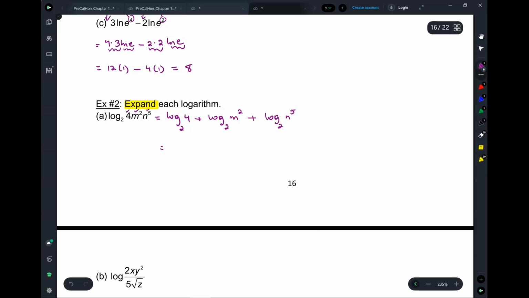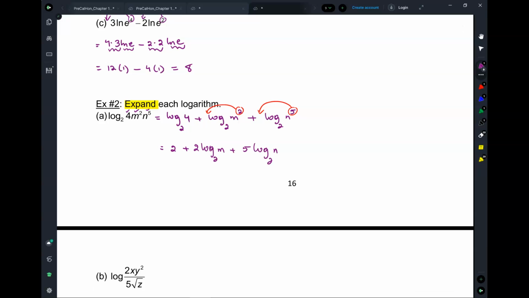Okay. What will the first one get me? A 2. Plus, what happens here? 2 comes down, and the 5 comes down. So 2 log base 2 of m, 5 log base 2 of n, and then we're done. No. Those 2's can't cancel out. Because if it was log base 2 of 2, then it would.